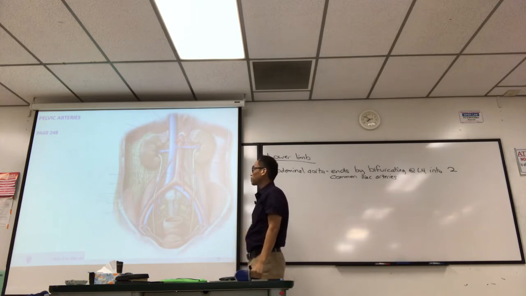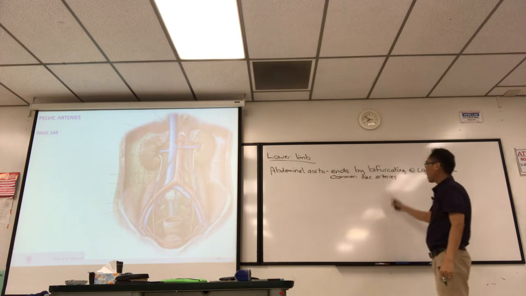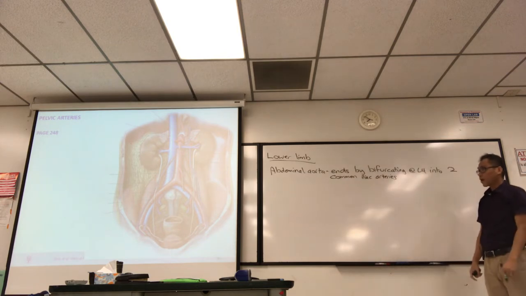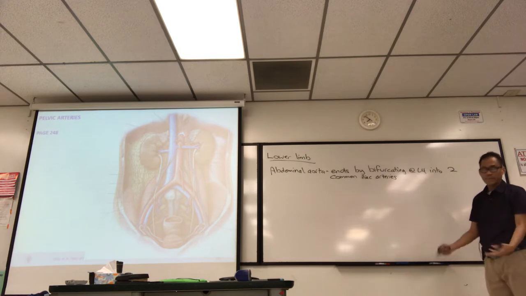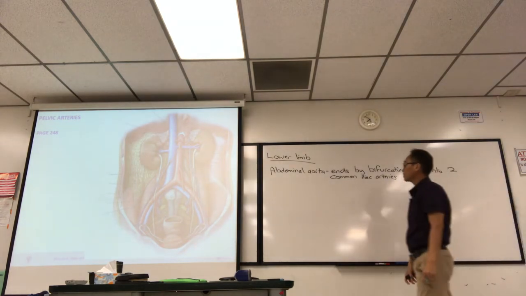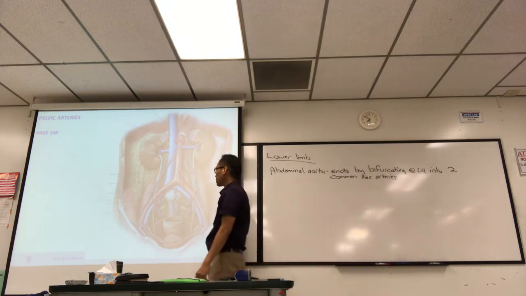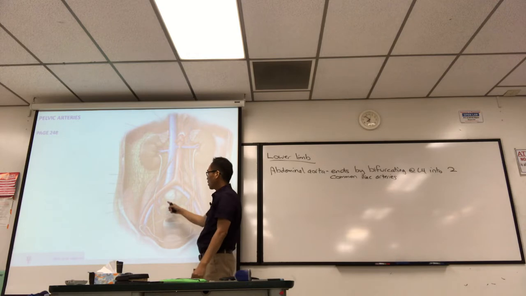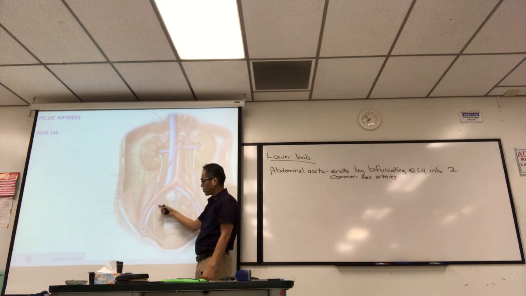Same picture. What you can see is that once you get that bifurcation of the two common iliac arteries, there are several arteries that enter the pelvis. Okay. Let's see. So let's just kind of list them all. Well, the common iliac will then bifurcate into the external iliac and the internal iliac.